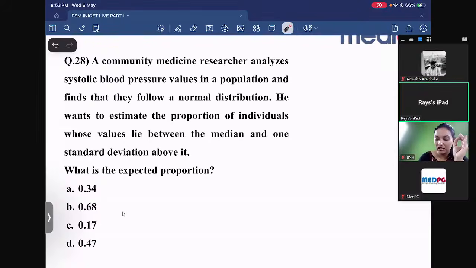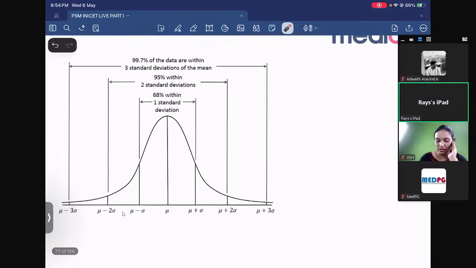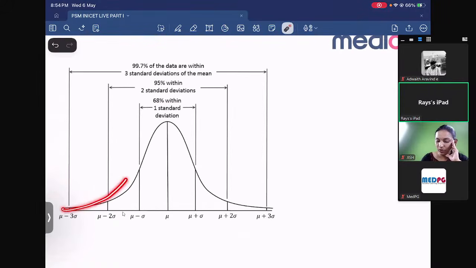So you have to remember the logic of the normal distribution, the Gaussian distribution, the bell-shaped curve, where the mean, median, and mode are all the same. The question is, what percentage of individuals lie between the median and one standard deviation? For that, you need to know this normal distribution curve. The central mean, median, and mode are the same, and this is one standard deviation. 68% of the proportion lies within one standard deviation, 95% lies within two standard deviations, and 99.7% lies within three. So 68, 95, and 99.7.